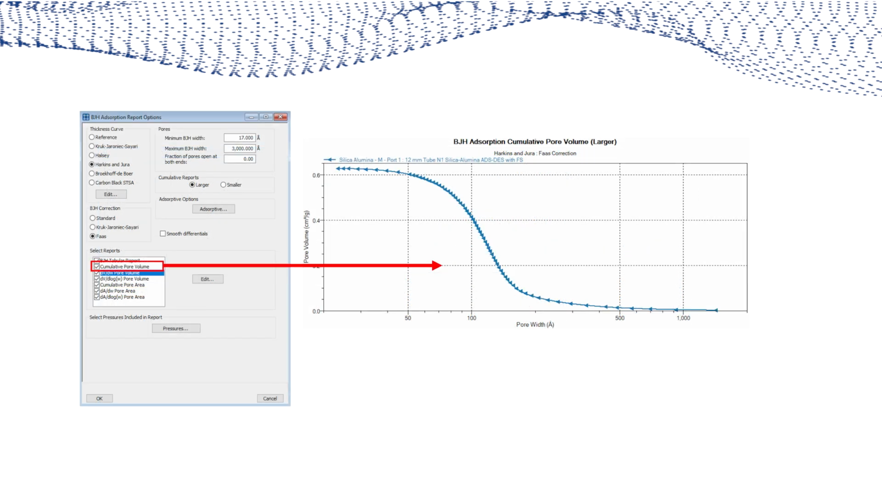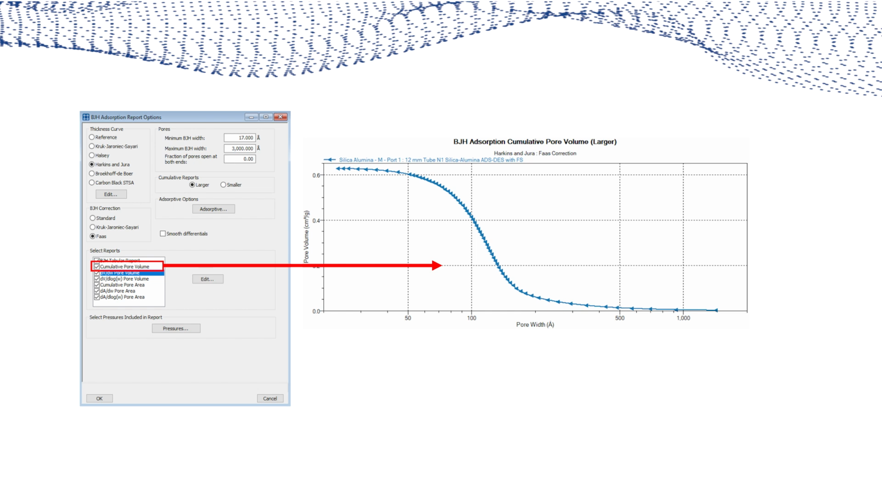The cumulative pore volume report shows the total pore volume on the y-axis and the pore width on the x-axis. When you look at this curve, I find it easiest to look at the curve from right to left instead of the standard left to right. Essentially what this curve tells you is that if we look at 500 angstroms here for our pore width, we essentially see that we have no pores in that range that contribute to the total pore volume of the material.